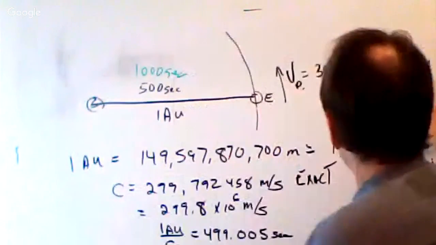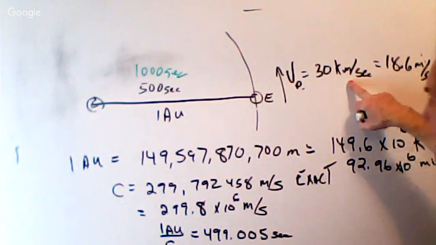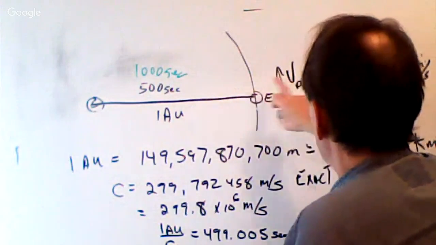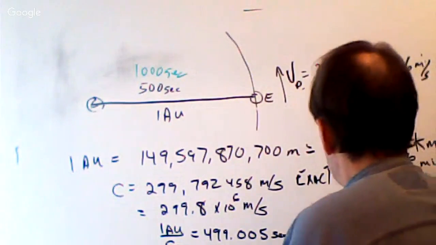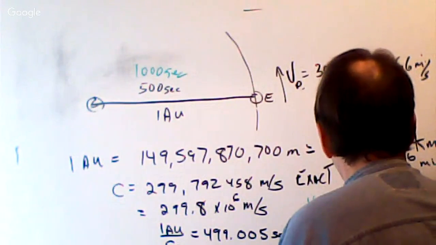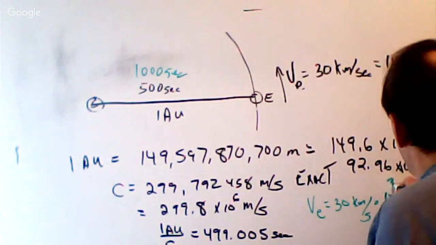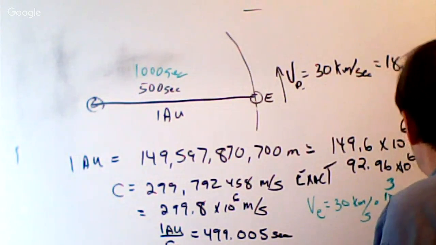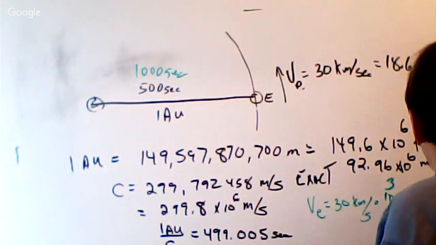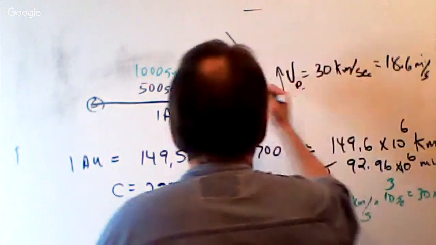Well, we know the velocity of the Earth is 30 kilometers per second. So all we have to do is multiply by the time. If we take the velocity of the Earth, 30 kilometers per second, and multiply by 1,000 seconds, we get 30,000 kilometers. 30,000 kilometers is how far the Earth travels in that time.